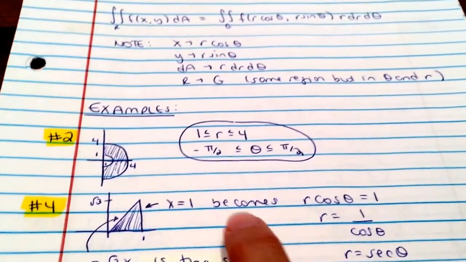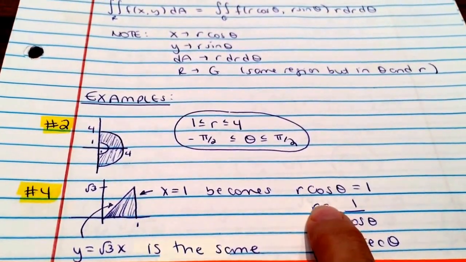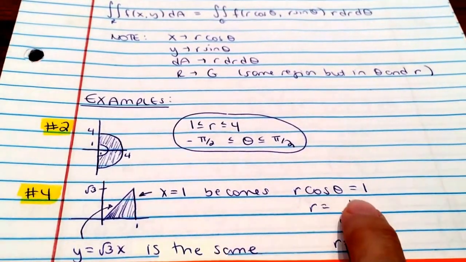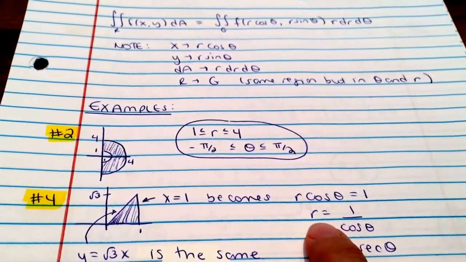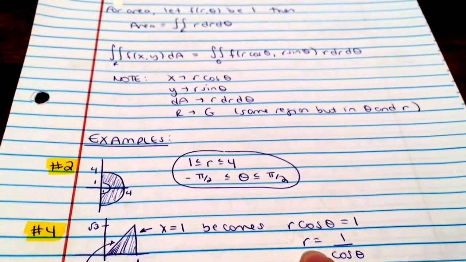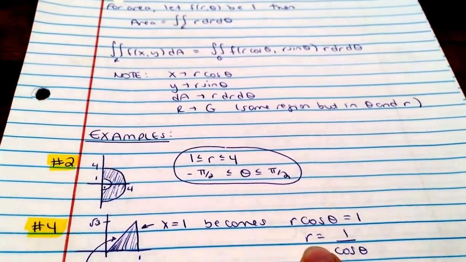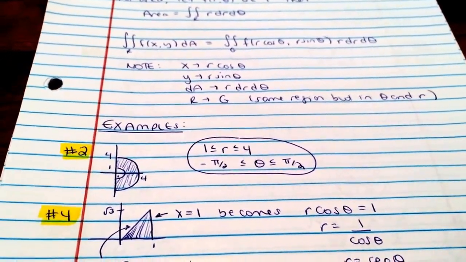All right, so let's take these one line at a time. We're going to start with x equals 1. So x is the same thing as r cosine theta. So x equals 1 becomes r cosine theta equals 1. And then you want to try to solve it for r, kind of like you always solve for y in normal algebraic things. Here you want to solve for r in polar things. So you're going to divide both sides by cosine. And 1 over cosine is the same thing as secant.